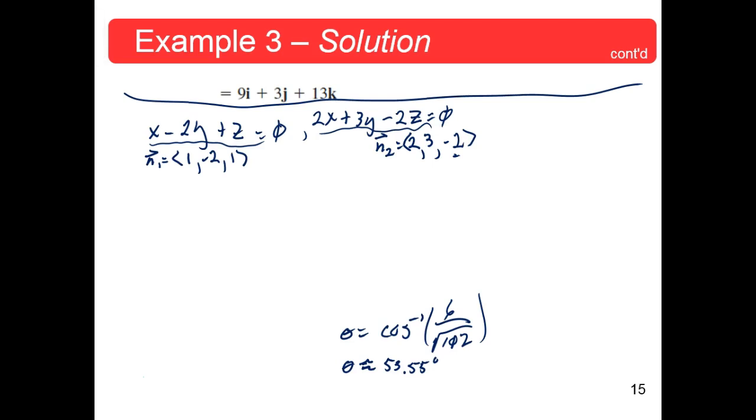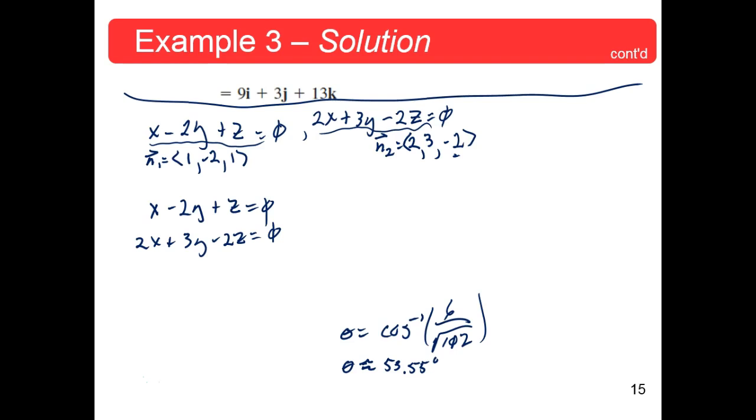We really don't need the vectors anymore, just the equations, but I'll leave the vectors there. So x minus 2y plus z is equal to 0, and 2x plus 3y minus 2z is equal to 0. Now, they chose to eliminate one variable, and they chose to eliminate the x. I find it easier to eliminate the z. So let's eliminate the z and see if we get the same result.